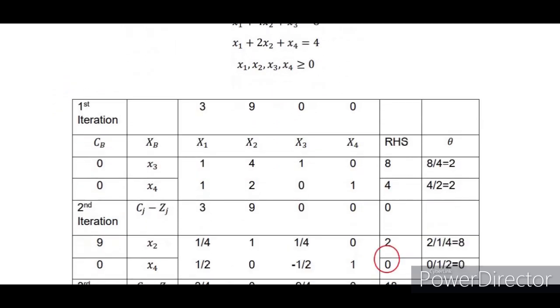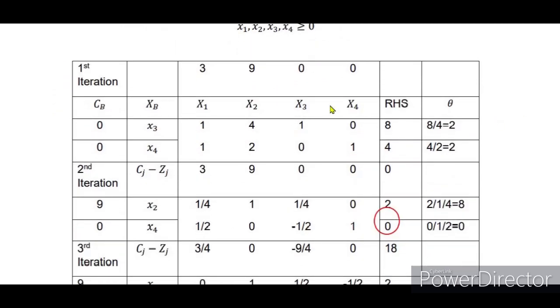For the first iteration, we make our simplex table. We use x sub 3 and x sub 4 because they form the identity matrix. We will choose the highest positive value of cj minus zj, which is 9 under x sub 2. Then we will compute the theta. 8 divided by 4 is 2. Next, 4 divided by 2 is 2. So here we have both the lowest positive value, so we can choose either of the two.